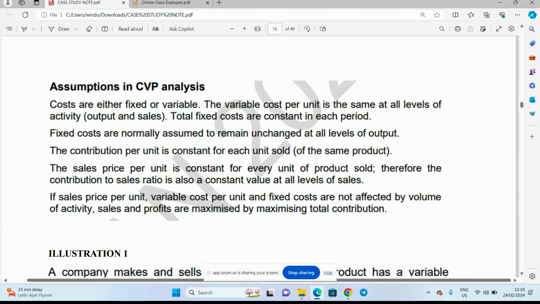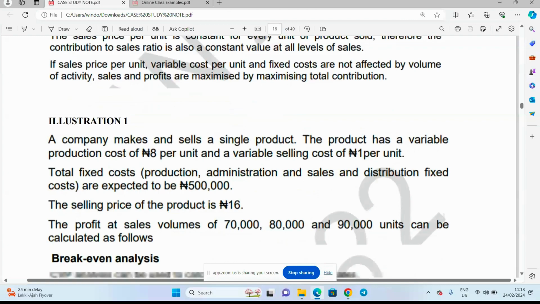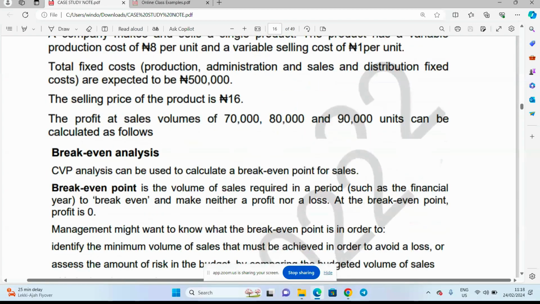Now, variable costs are costs that vary with the level of output. Meaning, as output changes, the variable costs change. You understand? So there are some assumptions in cost volume profit analysis. Nobody will ask you these assumptions in the exam. Rather, they will give you a live scenario. So let's go to illustration 1 on this.